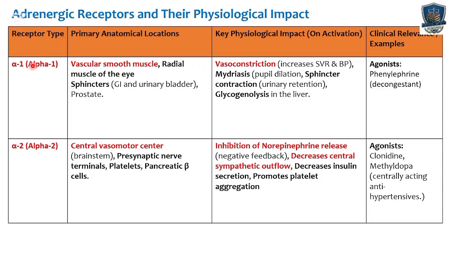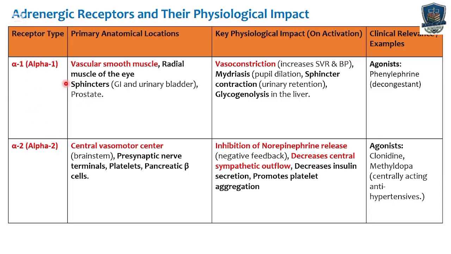For alpha 1, you have to focus on the antagonists, because alpha 1 antagonists are the ones that will lead to a decrease in blood pressure. Alpha 1 agonists will lead to an increase in blood pressure, because alpha 1 leads to vasoconstriction. So for us to decrease blood pressure, we have to go against vasoconstriction, or against alpha 1. So for this, we have to use alpha 1 antagonists.